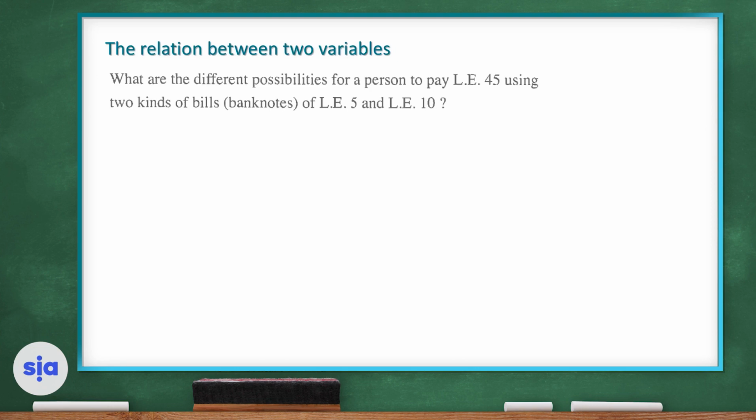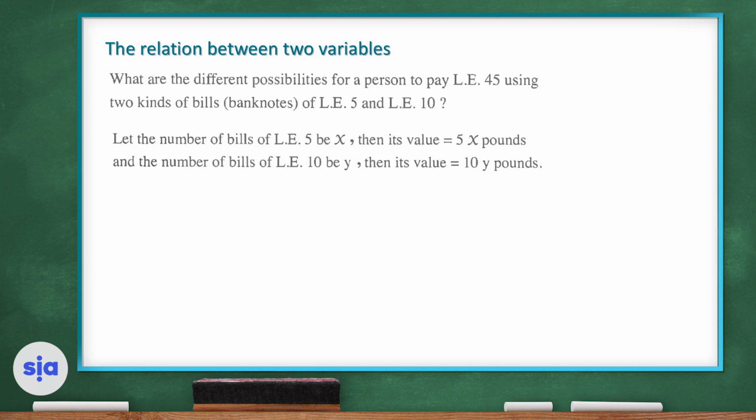If we have an example that says, what are the different possibilities for a person to pay 45 Egyptian pounds using two kinds of bills or banknotes of 5 pounds and 10 pounds? To answer this question, we're going to let the number of bills of the 5 pounds be x, then its value is 5x pounds, and the number of bills of 10 pounds will be y, then its value is 10y.